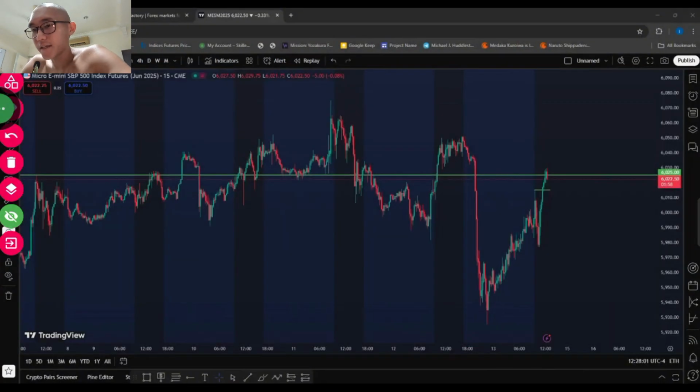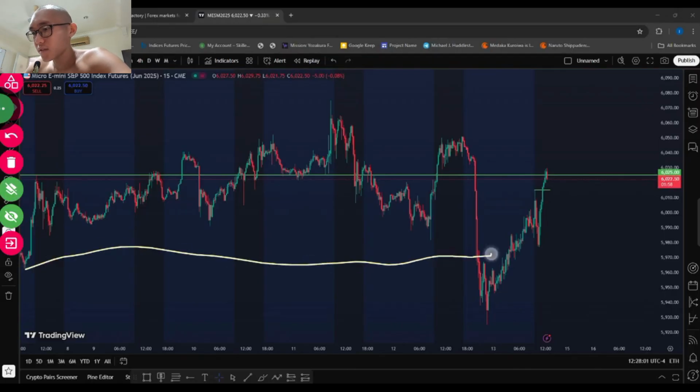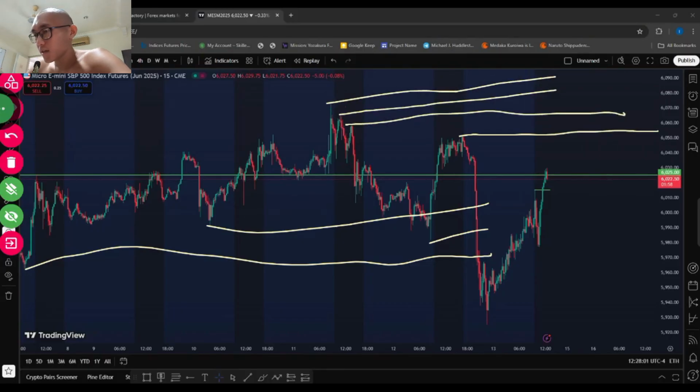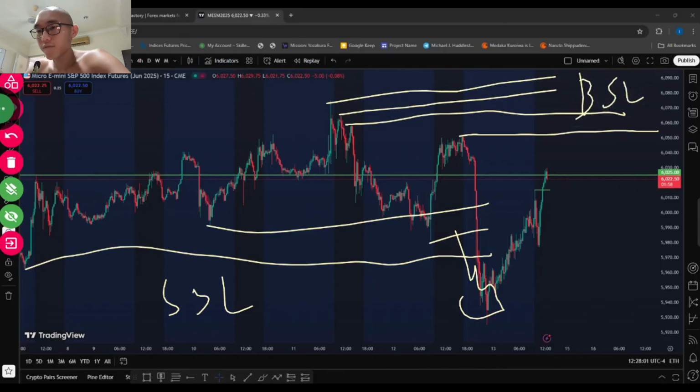Now I decided, okay, I need to look at the big picture. So this is the 15-minute chart. What we can see, sell side is cleared. Here, many sell side cleared already. Only buy side is not cleared yet. Here, many buy side, and ultimately here. So sell side is all cleared, the sell side liquidity is cleared, leaving buy side liquidity untouched. So definitely now, seeing the 15-minute chart, yes, bullish.